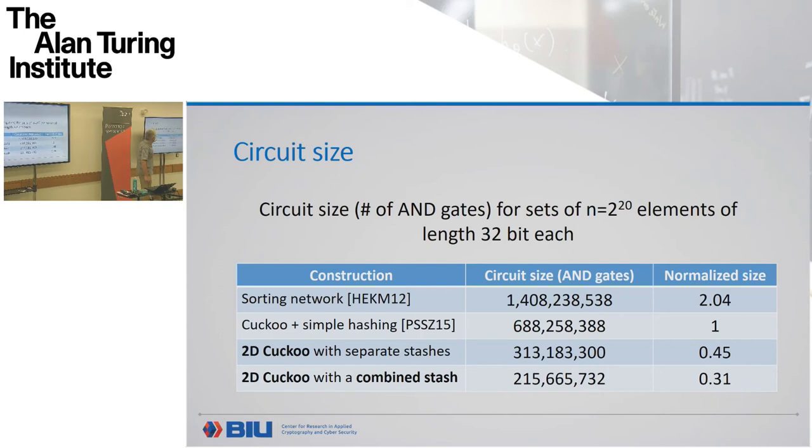This is a circuit for comparing a million items of size 32 bits long. This is the sorting network approach I described. This is the one where one party is doing Cuckoo hashing and the other one is doing simple hashing, and this is our best version. It's better to look at the last column, which has normalized numbers. Basically, this was the best that was known before our construction, so I put it at the value 1. It was twice as small as the sorting network. The circuit size was twice as small. And we are able to improve this by a factor of 3 or more. So our circuit is much smaller.